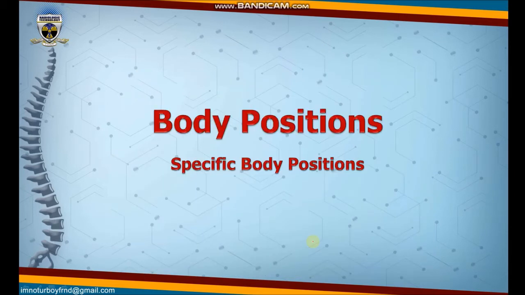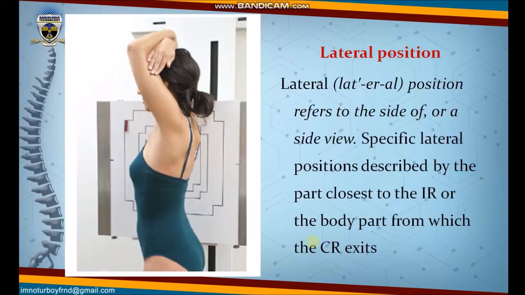As the next topic, we have body positions. Now we have specific body positions. Earlier we had discussed the general body positions. This time we have specific body positions. First, we have the lateral positioning. Lateral position refers to the side of, or a side view. Specific lateral positions are described by the part closest to the IR, or the body part from which the central ray exits.